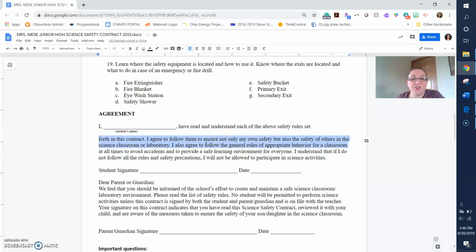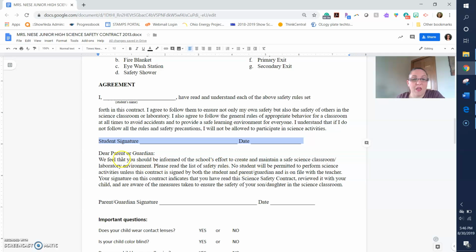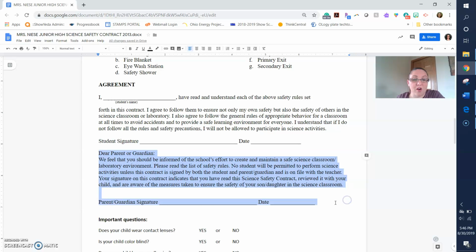I agree to follow the general rules of appropriate behavior for a classroom and at all times avoid accidents and provide a safe learning environment for everyone. I understand that if I do not follow all the rules and safety precautions, I will not be allowed to participate in the science activities. So you will sign and date here. Then your parent or guardian is going to read and sign this portion here.